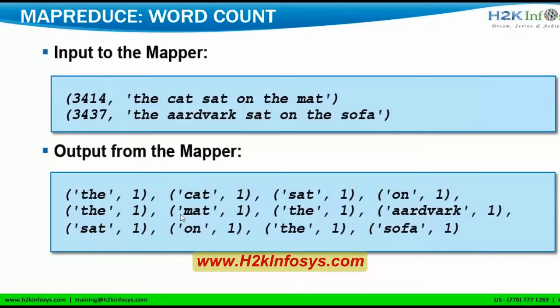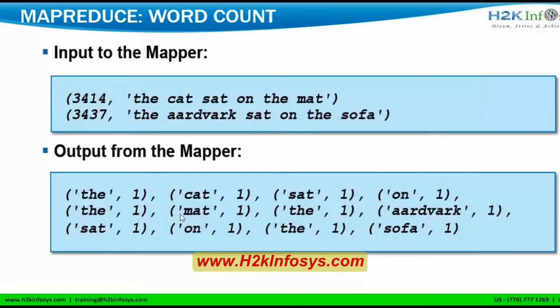So I am explaining it with an example. Here my key is 3414. If you remember, my key is the length of my whole value itself, right? So the position of that particular word is taken as the key itself. If you imagine that the line "the cat sat on the mat" is starting at position 3414, my key comma value would be 3414 comma the cat sat on the mat.